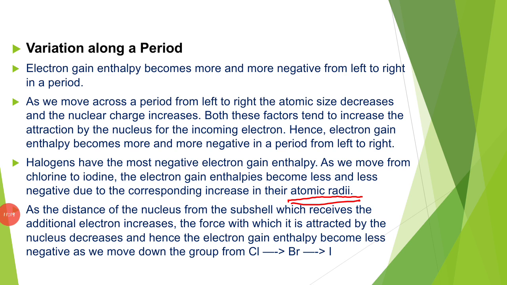As the distance of the nucleus from the subshell which receives the additional electron increases, the force with which it is attracted by the nucleus decreases, and hence the electron gain enthalpy becomes less negative as we move down the group from chlorine to iodine.